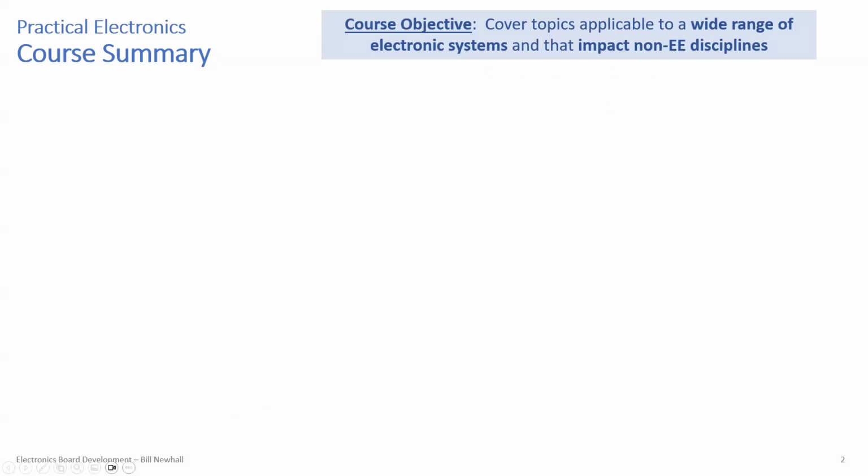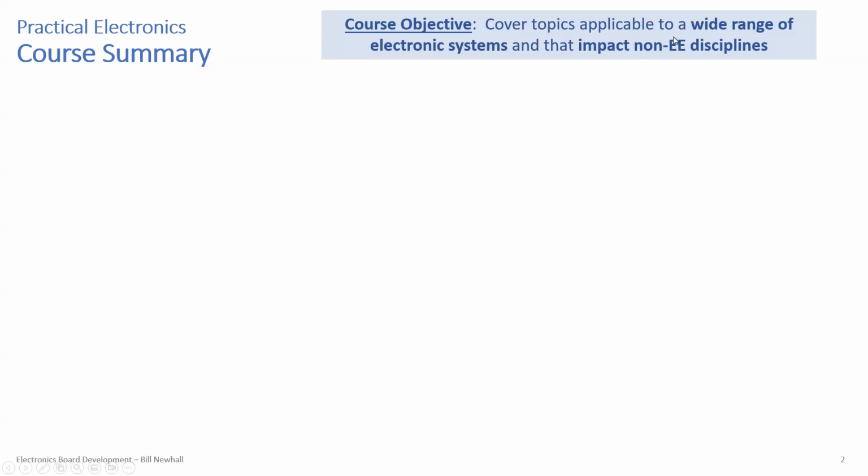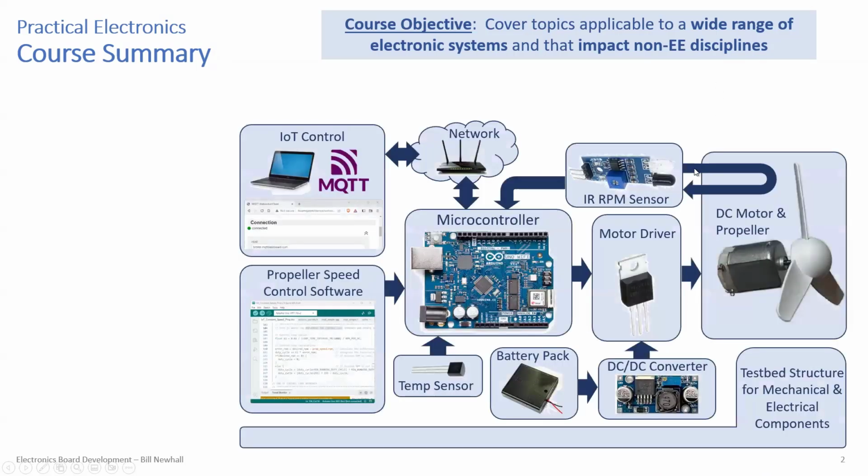So our course objective was to cover electrical engineering topics that span across a wide range of electronic systems and subsystems, and where these topics impact non-electrical engineering disciplines. And we worked on this project. And I hope that now, staring at this diagram, unlike the first day of class, all of this makes sense, right? You can identify these areas and you have experience in each one of these areas now, right?